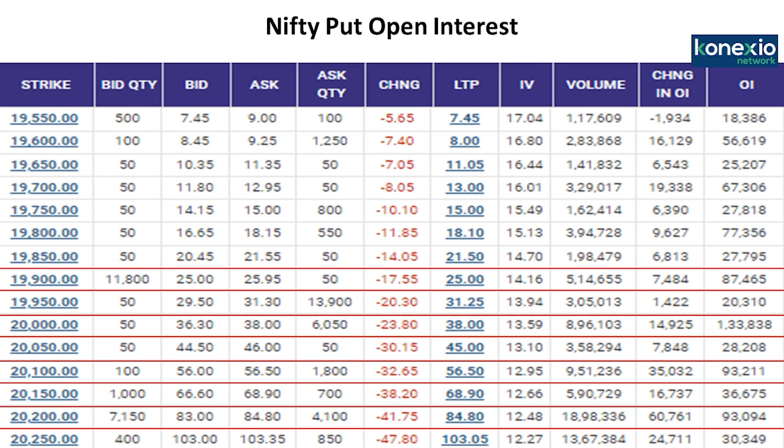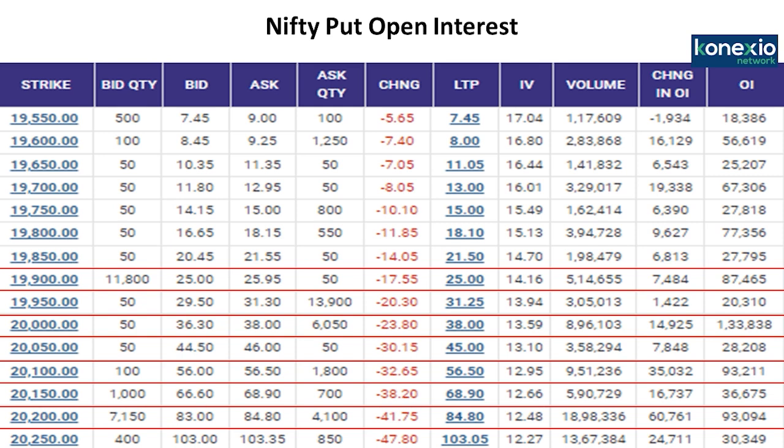So on an immediate basis, looking at the volume and open interest concentration, immediate support is the 20,200 mark. If that is breached, then Nifty has the potential to drift down to the psychological mark of 20,000 and 19,900 in the coming week or next week.